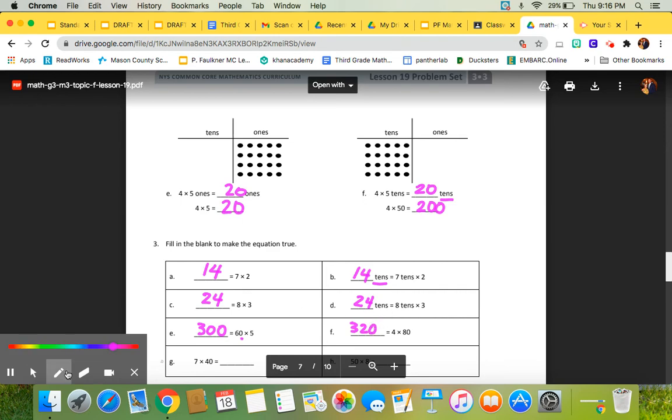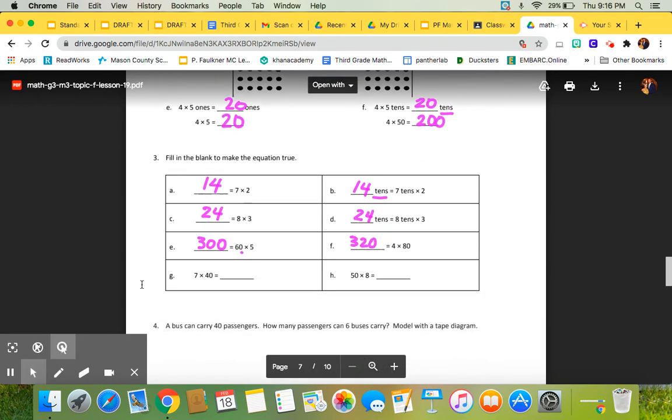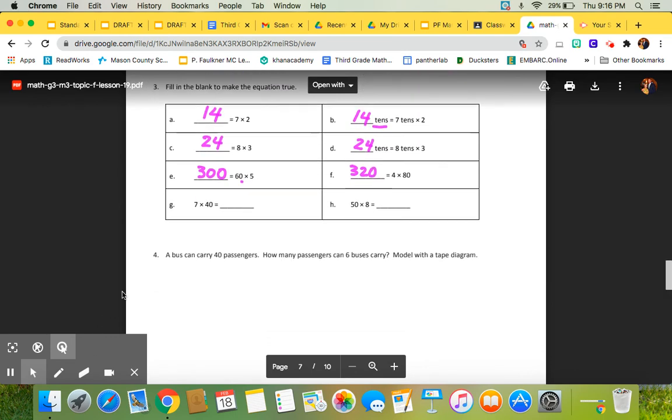Right? Let's scroll down a little bit. Looking at G, G says 7 times 40. Well, 7 times 4 is 28, and then tens. 50 times 8. 5 times 8 is 40 tens, which is 400.